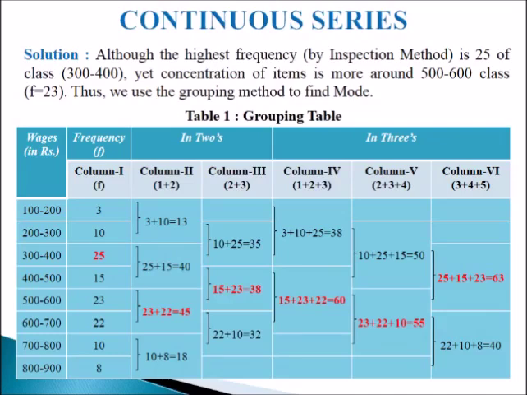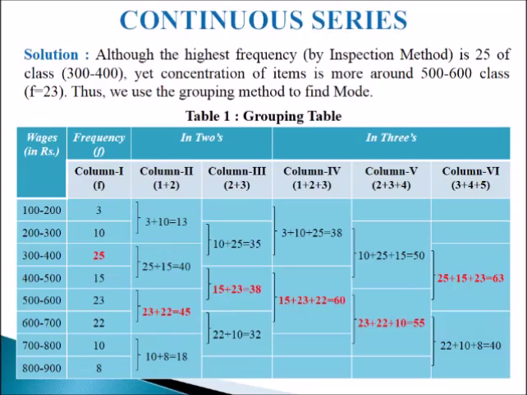Next, in column number 2 we will add up first frequency and second frequency. So we will add up 3 and 10, we will get 13. We will add up 25 and 15, we will get 40. We will add up 23 and 22, we will get 45. And last we will add up 10 and 8, we will get 18. Now you can see the calculation. After adding up first and second frequency, the highest we got is 45. So in column number 2, the highest frequency is 45.